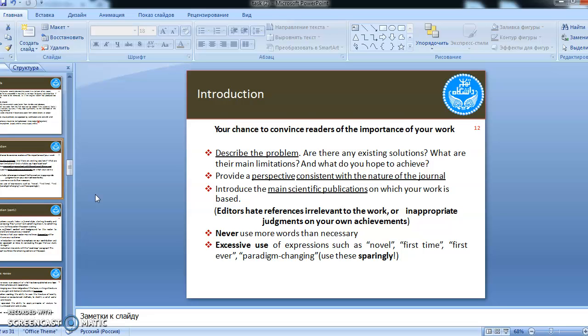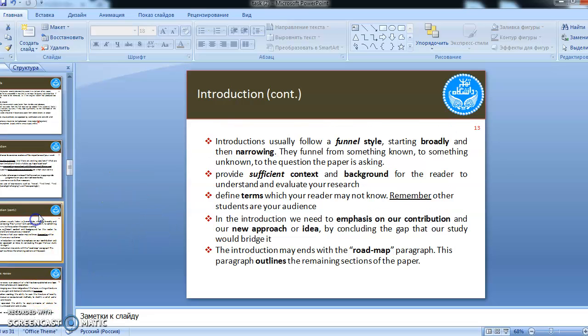Editors hate references irrelevant to the work or inappropriate judgments on your own achievements. Never use more words than necessary. Avoid excessive use of expressions such as novel, first ever, paradigm changing, etc.